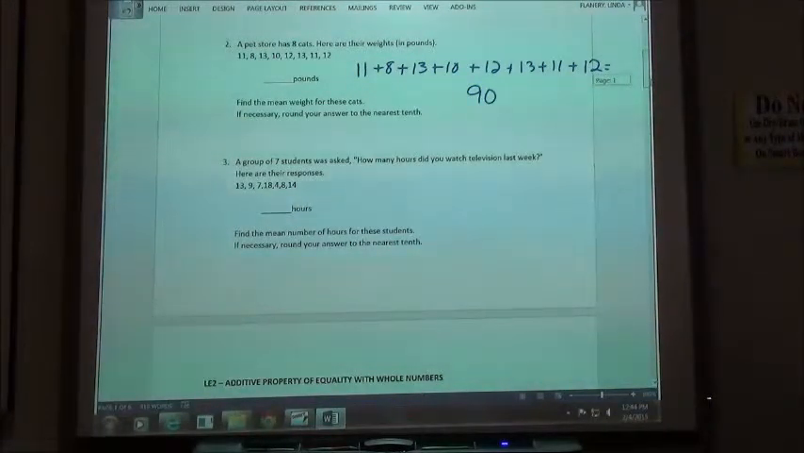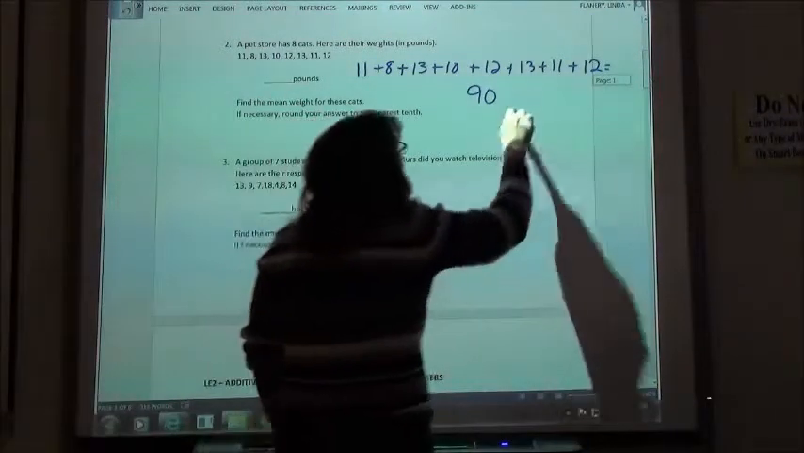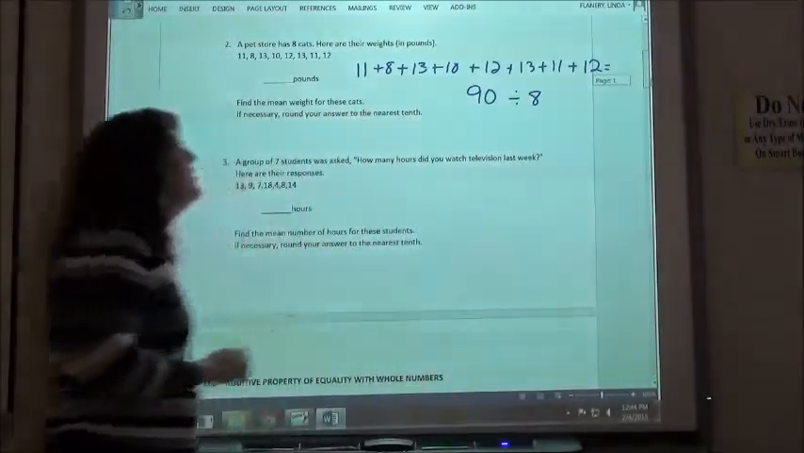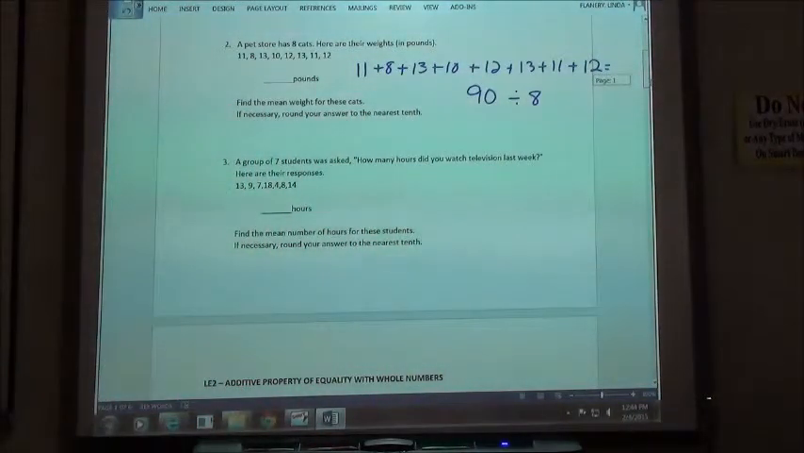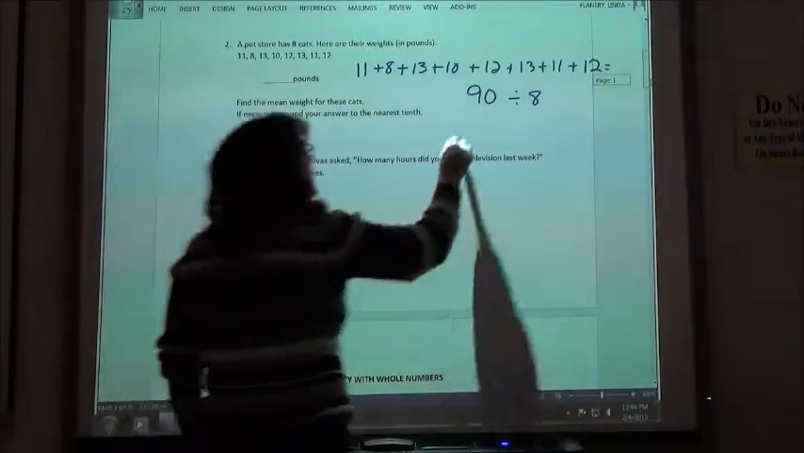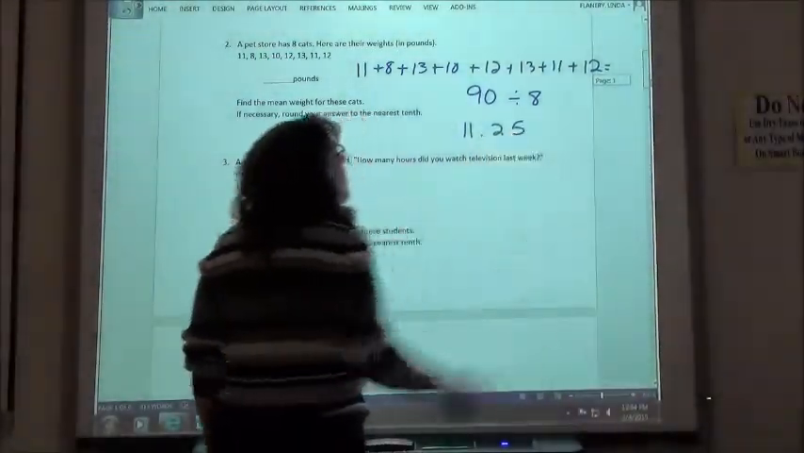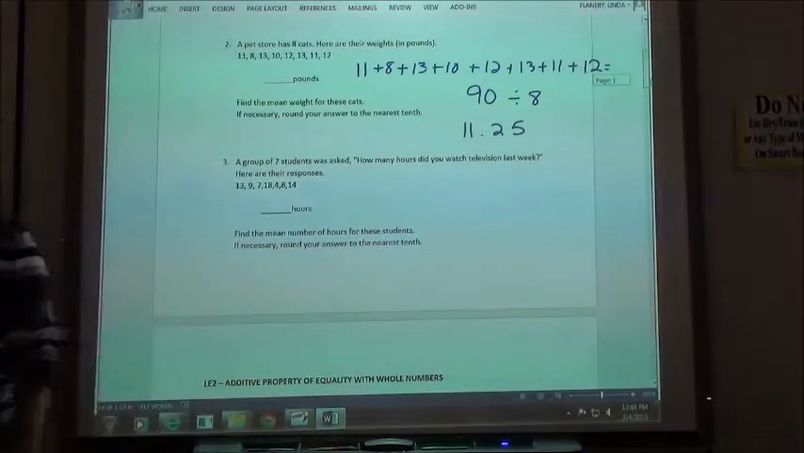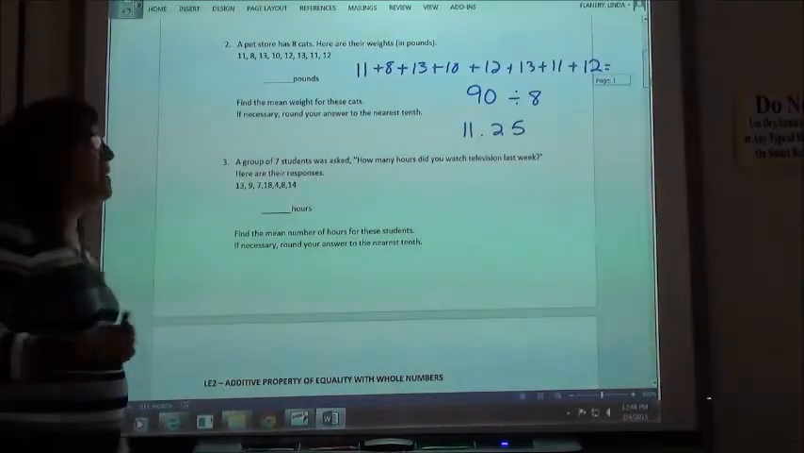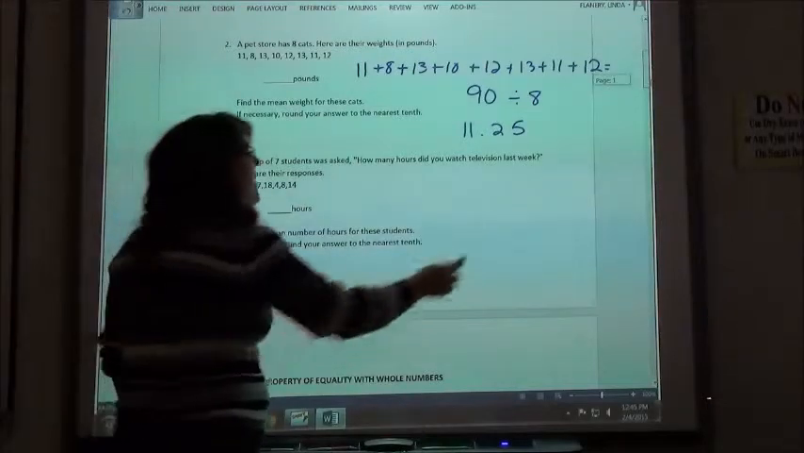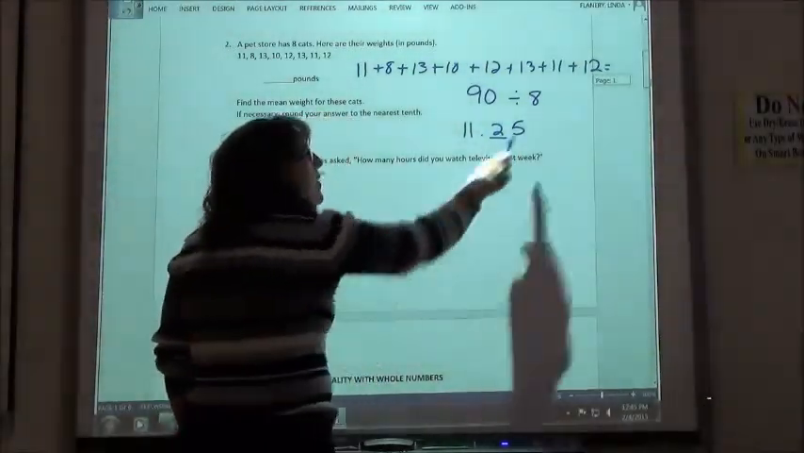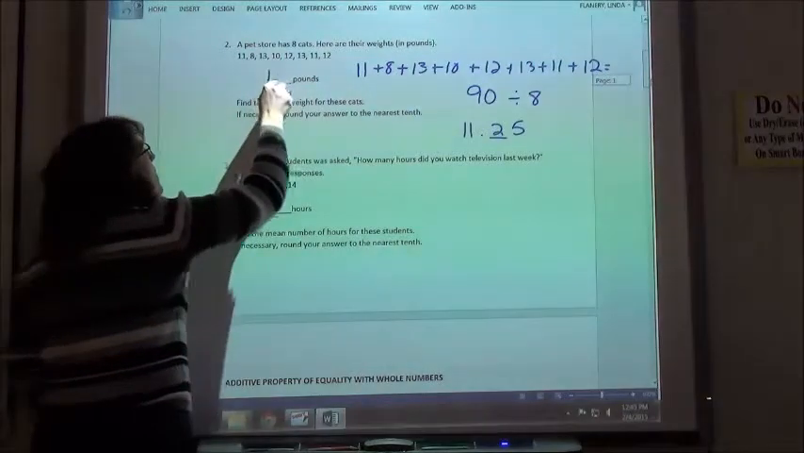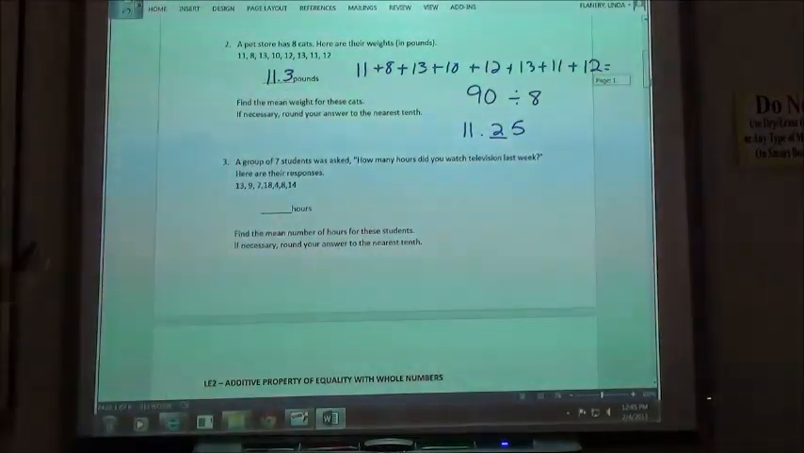So I'm going to take 90 and I'm going to divide that by 8, because we had 8 numbers on our list. And we take 90 divided by 8, it comes up with 11.25. If I round that to the nearest tenth, then I'm going to round it off to 11.3, because there's a 2 in the tenth spot, but there's a 5 behind it, so I've got to round it up. So 11.3. And I look and say, oh yeah, 11.3 is somewhere in the middle of the list of numbers. Looks like it should be the right answer.